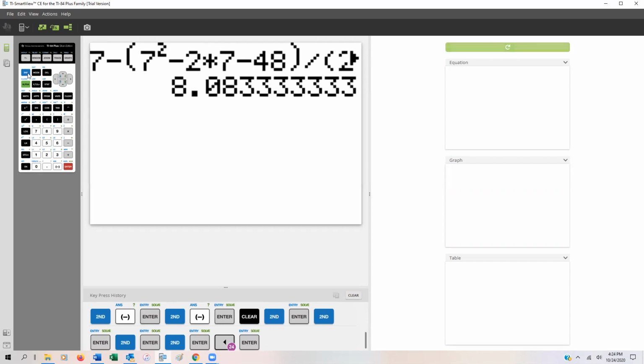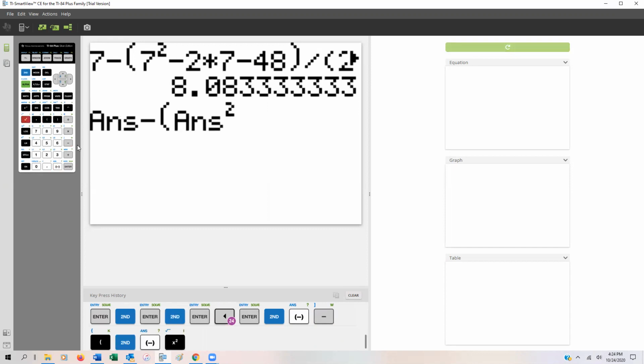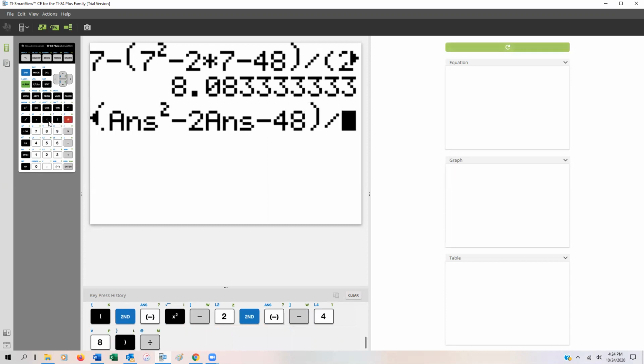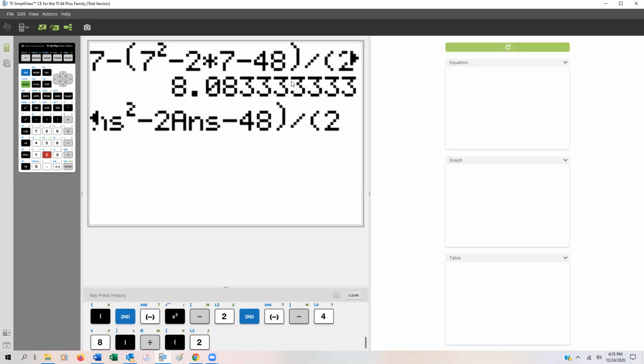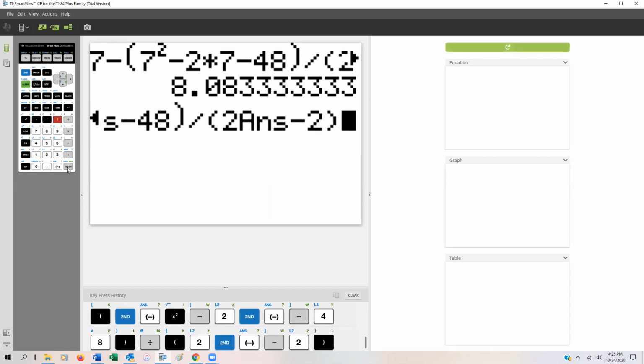Now let's use ans. So I'm going to say second ans minus the quantity. So I'm just replacing all the 7s here with ans. So that's going to be second ans squared minus 2 ans minus 48 divided by 2 ans, right? So this is 2 times 7, or 2 times ans minus 2. And then I'm going to hit enter.